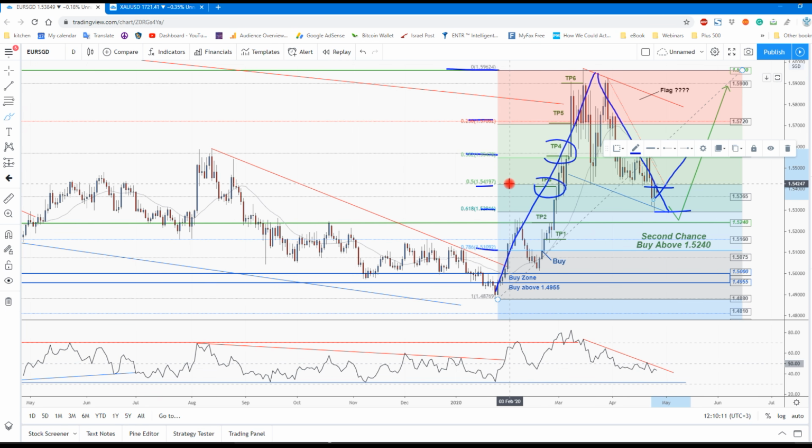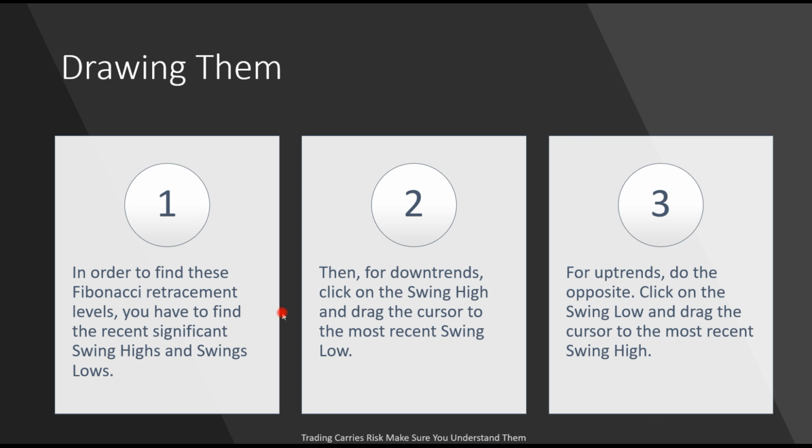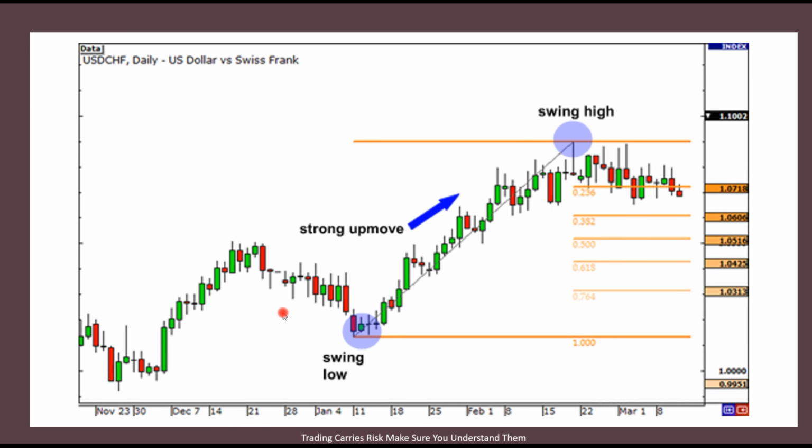But it's given us these key support and resistance levels. And when these Fibonacci levels tie back to our other uses of support and resistance, it also helps us give double weight to those levels. So let's go back to my PowerPoint.